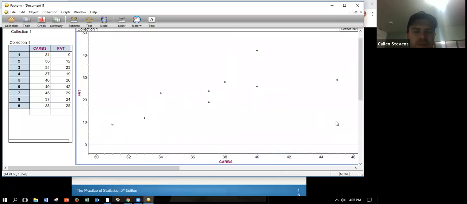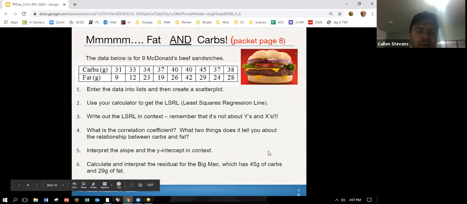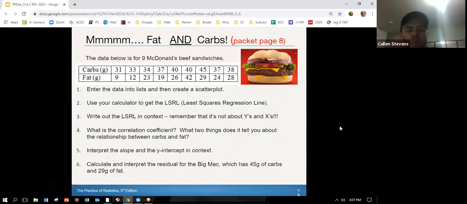Okay. So that's going to be our scatter plot here, and we're going to work on putting this with our calculator. Once we do that, we're going to enter the data into the list. We're going to use the calculator to get our least squares regression line. We're going to write out the least squares regression in context, to remember that it's not about y's and x's. We're going to look at the correlation coefficient, old school, and what two things can we tell you about the relationship.